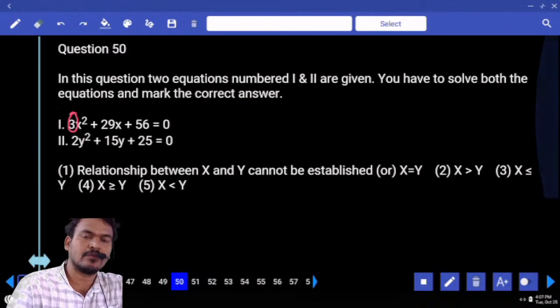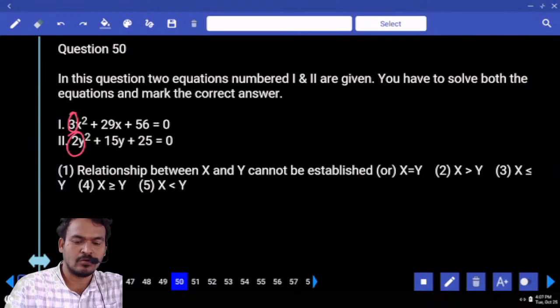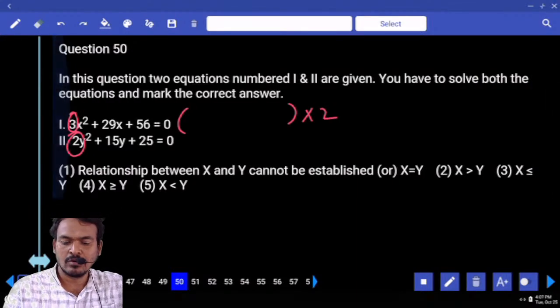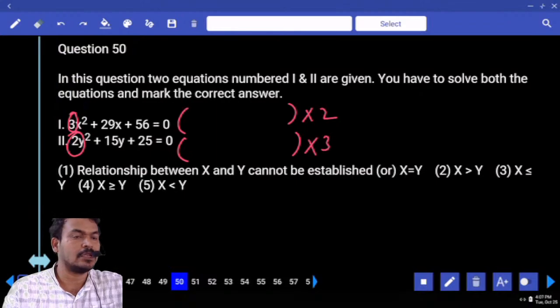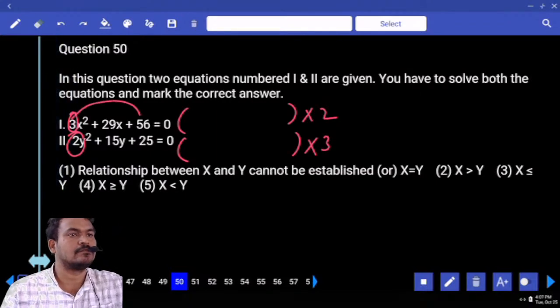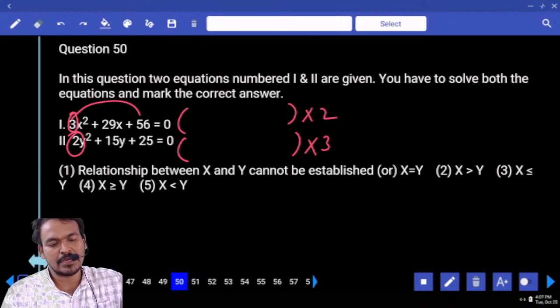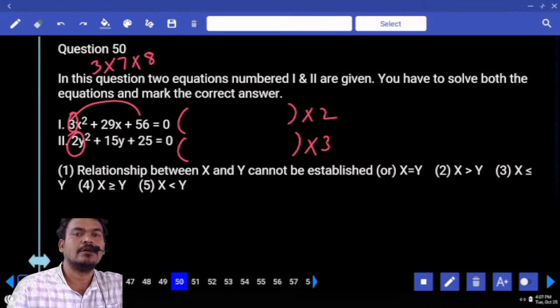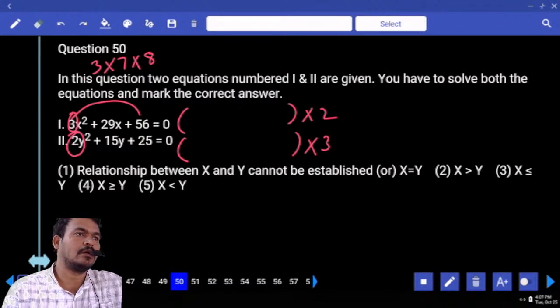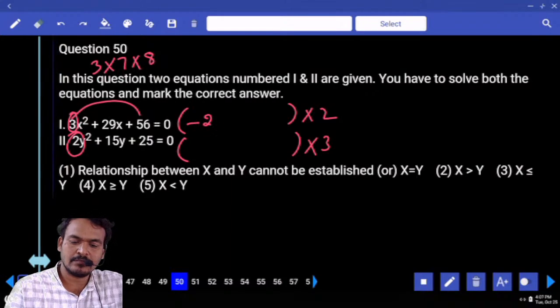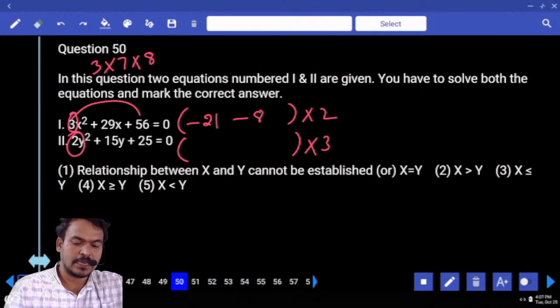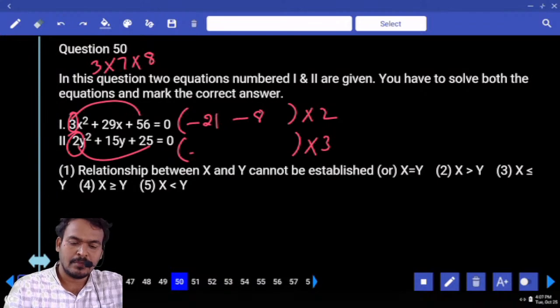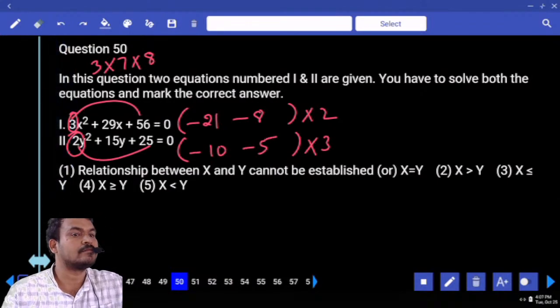Next, question number 50. What is the coefficient of x square? 3. But the coefficient of y square? 2. The x roots are multiplied by 2, and the y roots are multiplied by 3. 3 into 56 is 168. 168 is 3 into 7 into 8. 3 sevens are 21, plus 8: minus 21, minus 8. Second one, 2 into 25 is 50: minus 10, minus 5.